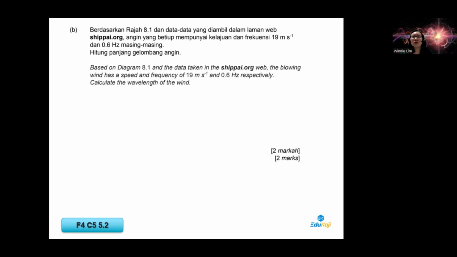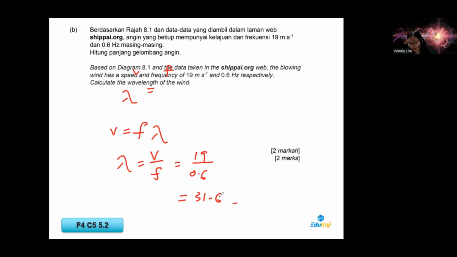Then moving on, based on diagram 8.1 and the data taken from the shipai.org web, the blowing wind has a speed and frequency of 19 meters per second and 0.6 hertz respectively. Calculate the wavelength. What formula relates speed, frequency, and wavelength? You have V equals F lambda. Now we want to calculate lambda. Rearrange the formula first: lambda equals V over F. Are they all in SI units? Yes. So you just put the values in: 19 divided by 0.6, and you will get 31.67 meters.